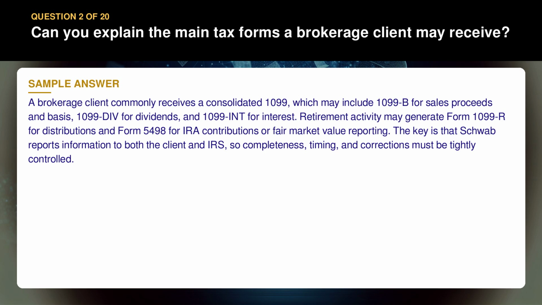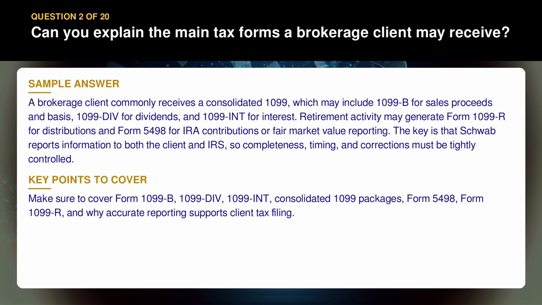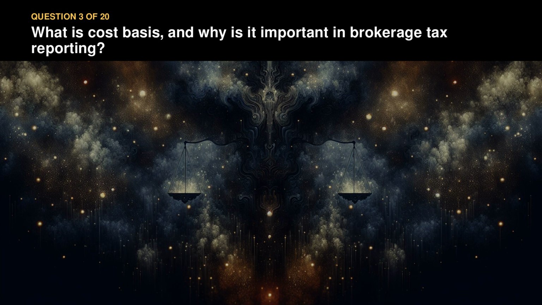The key is that Schwab reports information to both the client and IRS, so completeness, timing, and corrections must be tightly controlled. Make sure to cover Form 1099-B, 1099-DIV, 1099-INT, Consolidated 1099 packages, Form 5498, Form 1099-R, and why accurate reporting supports client tax filing.